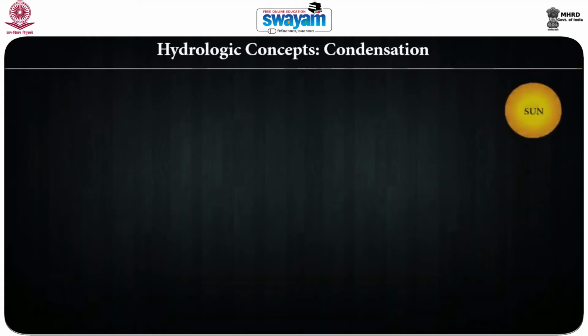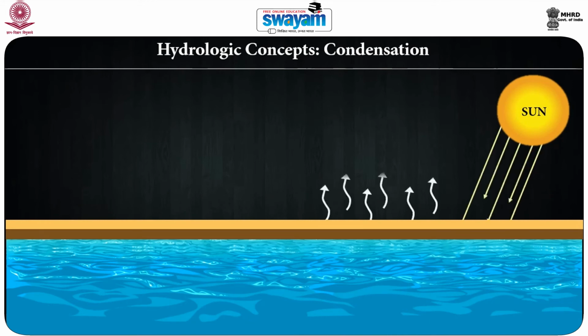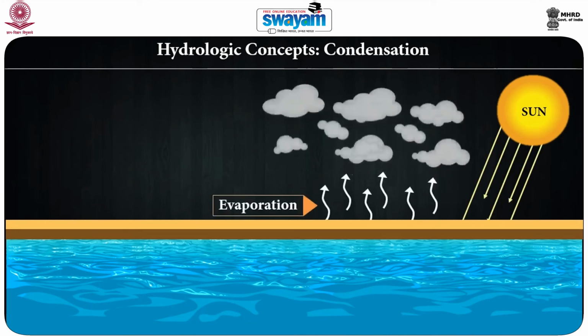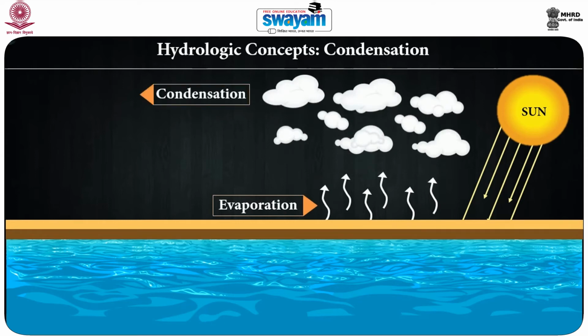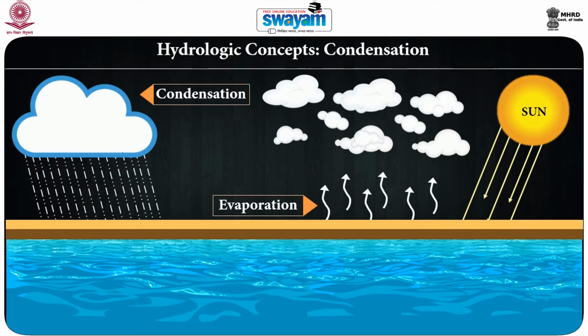Now let's talk about another important process, which is condensation. Condensation is the process by which water vapor in the air is changed into liquid water. Condensation is crucial to the water cycle because it is responsible for the formation of clouds. These clouds may produce precipitation, which is the primary route for water to return to the Earth's surface within the water cycle. Condensation is opposite to the process of evaporation.